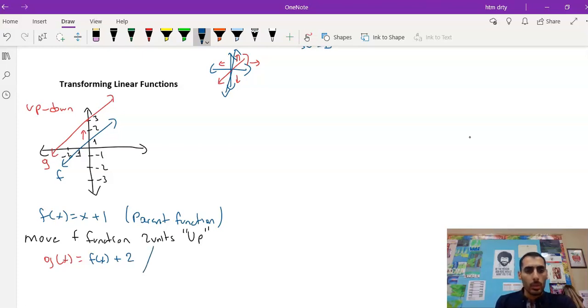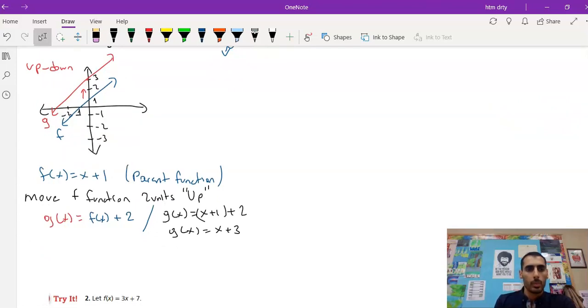If you want to substitute f(x) with x plus 1, then you can see what g(x) is without f(x). So g(x) equals f(x), which we know is x plus 1, I put x plus 1, plus 2. And that gives me g(x) equals x plus 3. There you go.